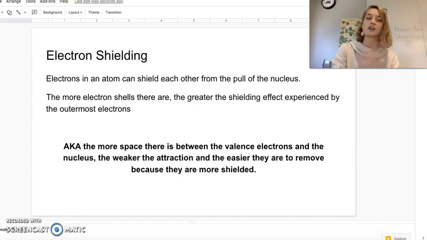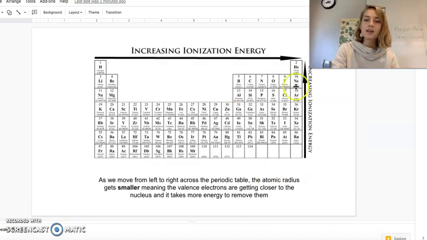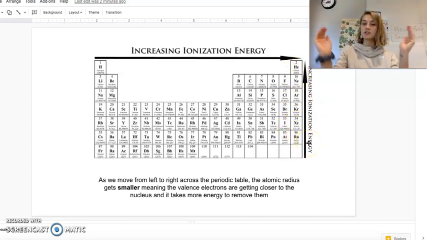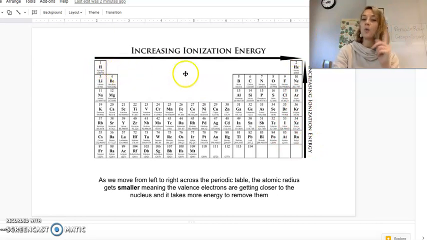How we can look at this as far as trend goes is, as I move up the periodic table, my ionization energy is going to increase. It's going to take more energy for me to pull them off. And the reason being is, we know that as I go down the periodic table, I get more and more energy levels. Right? Row 1 has 1 energy level. Row 2 has 2, 3 has 3, 4 has 4, and so on. So the fewer energy levels I have, the less shielding there is, the harder it's going to be to pull off those electrons.